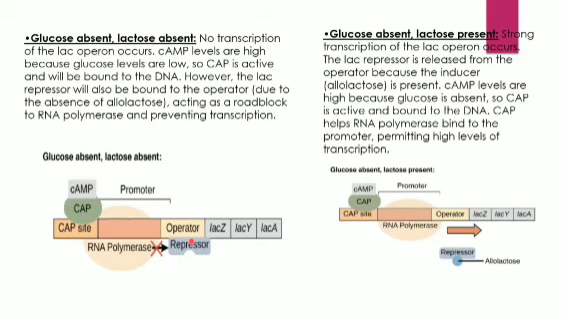So next one is glucose absent, lactose present. Strong transcription of the lac operon occurs. The lac repressor is released from the operator because the inducer is present. Cyclic AMP levels are high because glucose is absent, so CAP is active and bound to the DNA. CAP helps RNA polymerase bind to the promoter, permitting high levels of transcription. So this is the image.